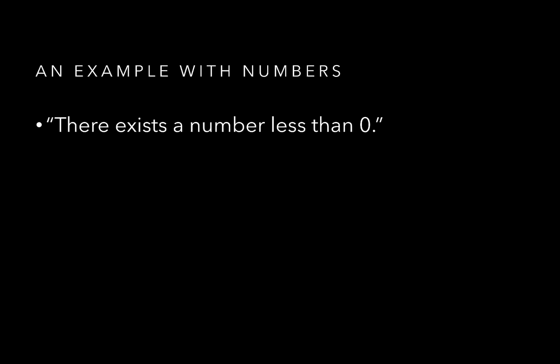This time we have there exists a number that is less than 0. When we negate it, we need to change there exist to a universal quantifier for all, and we need to change less than 0 to its negation. We're going to say greater than or equal to 0. Putting that together, we can say for all numbers, x is greater than or equal to 0.